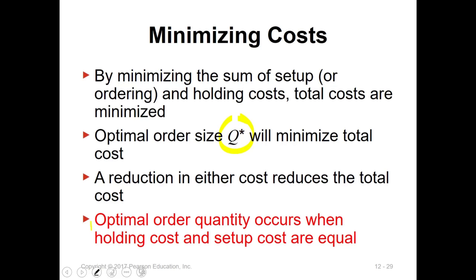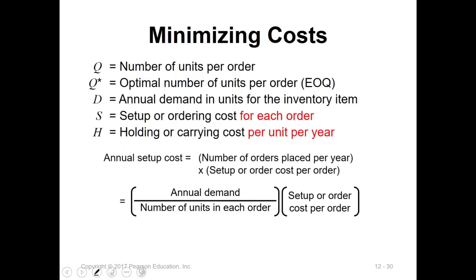And this happens at the specific point Q star, where total setup cost equals total holding cost. So then we use math to find the setup cost, because we want to find that point. What is the setup cost? Setup cost, that's just what I said, and you use the yearly demand, yearly demand divided by the number of units in each order.